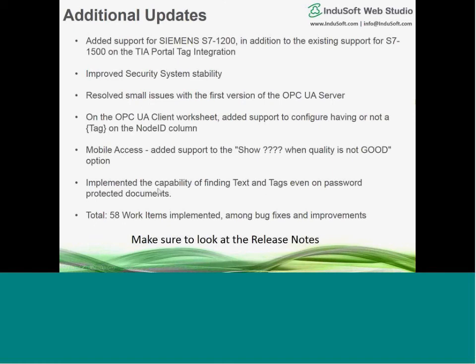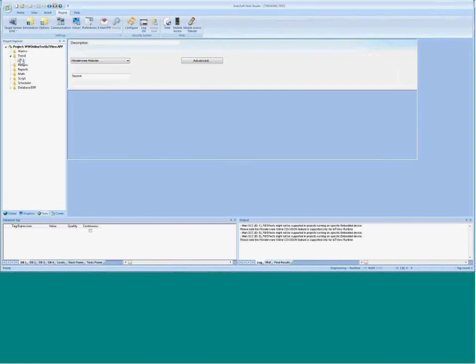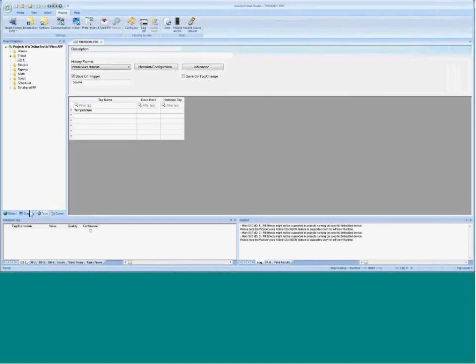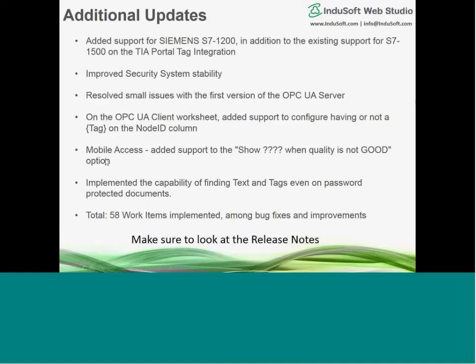We've also implemented the capability of using the find feature to find text and tags, even on a password-protected document. If you didn't know this, you can take each one of these documents, scripts, graphics, screens, and you can password protect it. So our find feature here wasn't finding text and tags inside of password protected documents, now it does that. In addition to that, we've implemented 58 additional things among bug fixes, performance improvements, things of that nature.